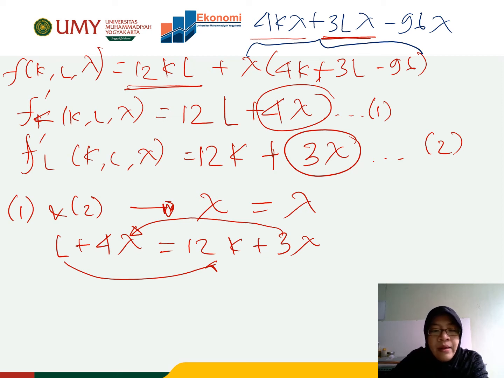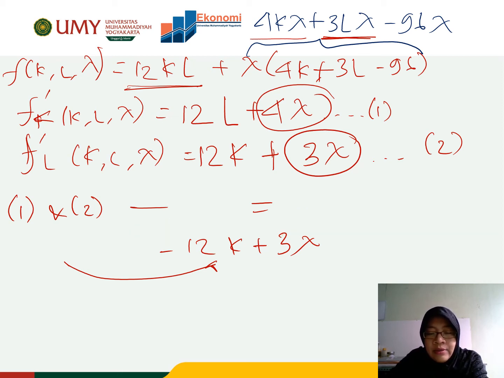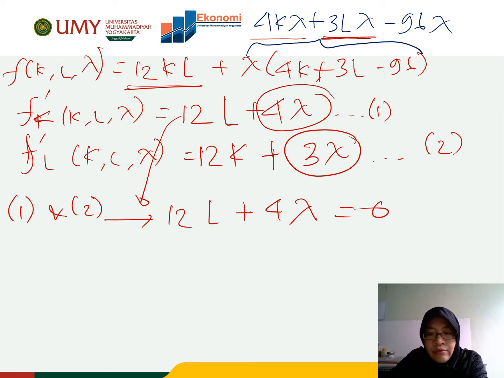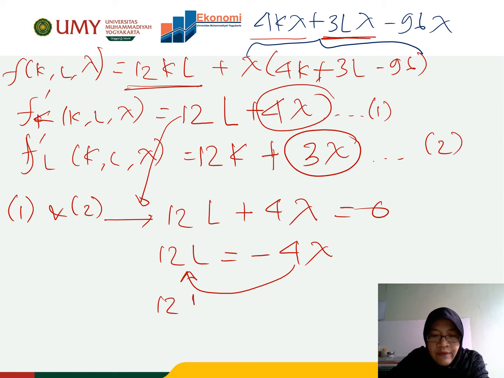So I give you some tips. Not doing like this one, but you have to make it here as 12L plus 4 Lagrange equal to 0, right? Make it like here: 12L equal to minus 4 Lagrange, and this one put in here. 12L divided by minus 4 is Lagrange. This one will be easier.